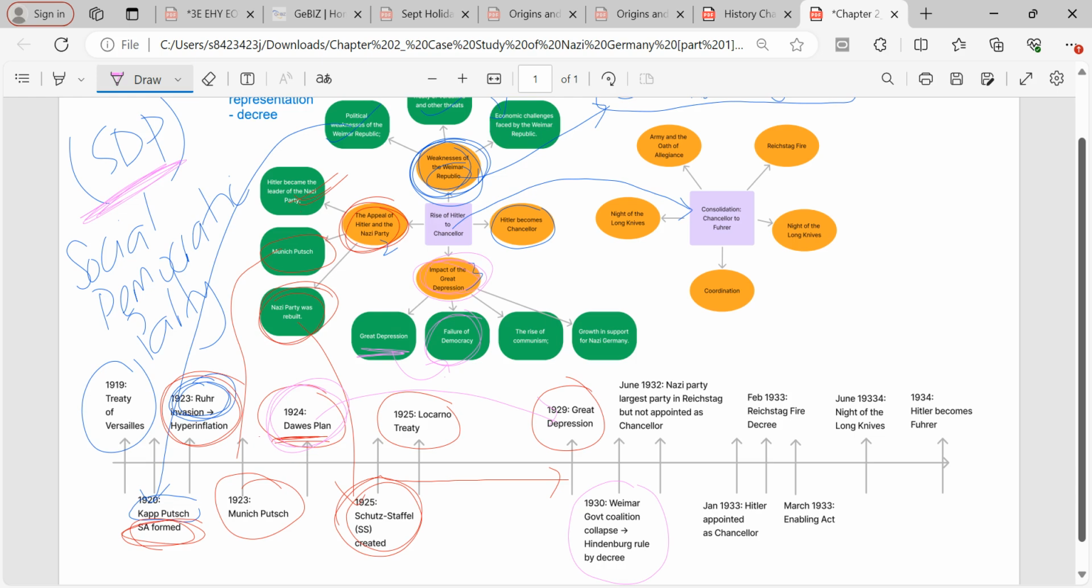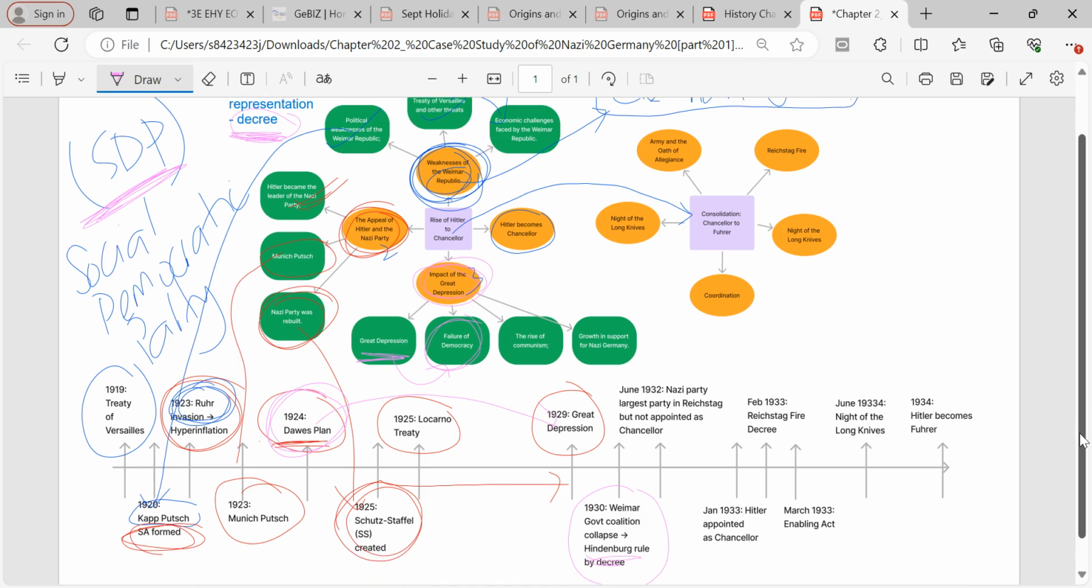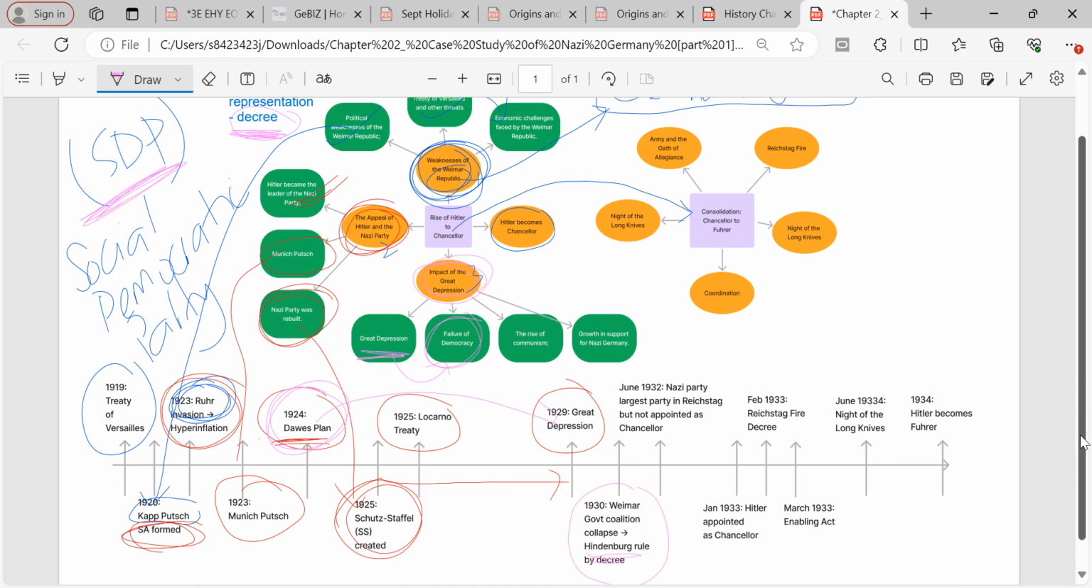Because they were not able to pass any new laws and things were going crazy, Hindenburg decides to use the decree, Article 48. He uses Article 48 right here, one of the political weaknesses, to pass new laws to try and reduce government spending, and to try and improve the welfare of the people, because there were so many unemployed Germans.